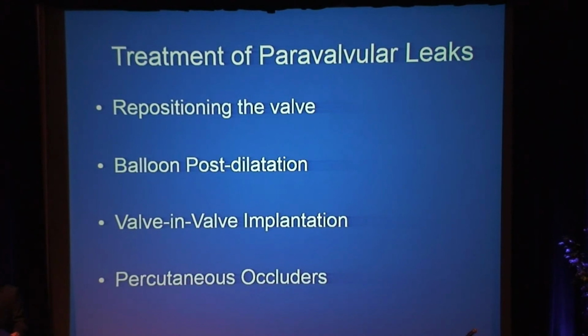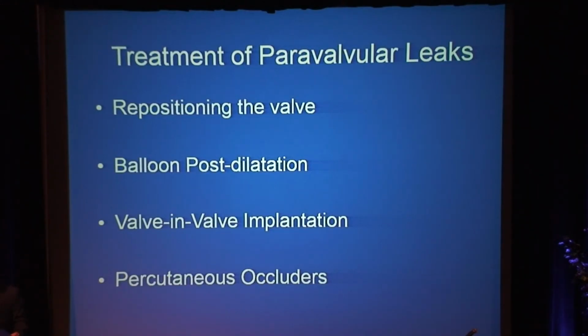If you have the Edwards valve, where you're already using a balloon to deploy, you could add 1 or 2 cc's more of saline to cause a better post-dilatation. For valves that are malpositioned, meaning positioned either too high or too low, you could do a valve-in-valve implantation. And in patients who have significant paravalvular leak, percutaneous occluders have been reported.